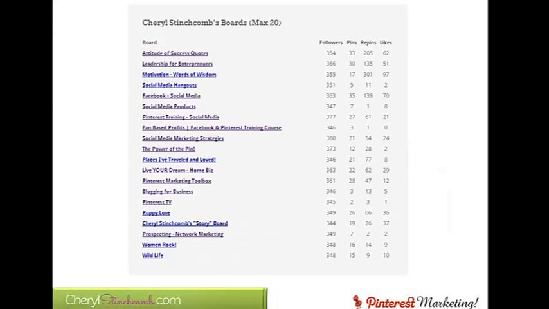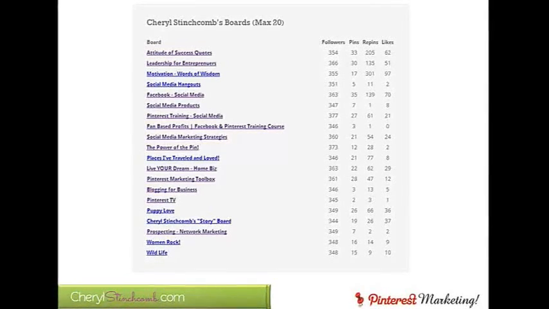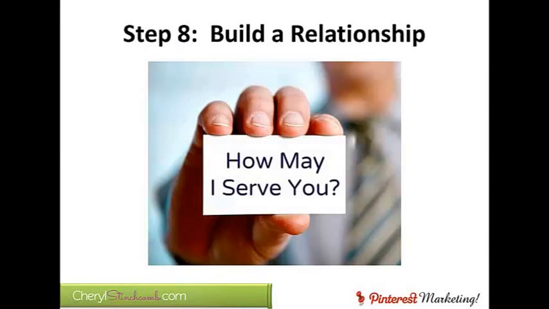Here's an example with the boards. It gives you how many followers on your boards. This was a long time ago. I've got over 700 now. The pins, repins, and how many likes were on the pins, specifically in that board. So it's just a roundabout way to be able to look at your content and your results.